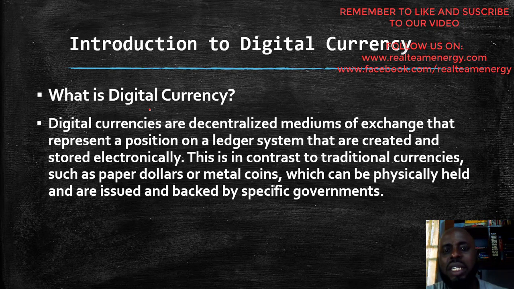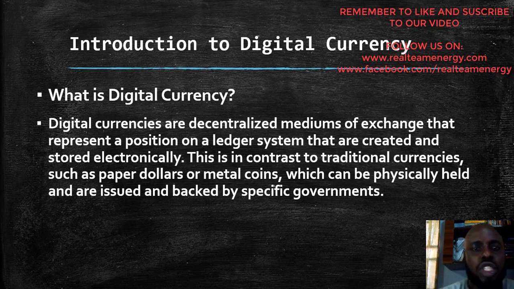Digital currencies are a decentralized medium of exchange. No government controls it. No central authority controls it. That's the meaning of decentralized. You understand? Okay, so no government is controlling this. No central body like a central bank or a financial body is controlling this currency, and they represent a position on the ledger system. As we continue in this program, you're going to know what this ledger system is. The ledger system is called the blockchain. We're going to learn quite a number of things.